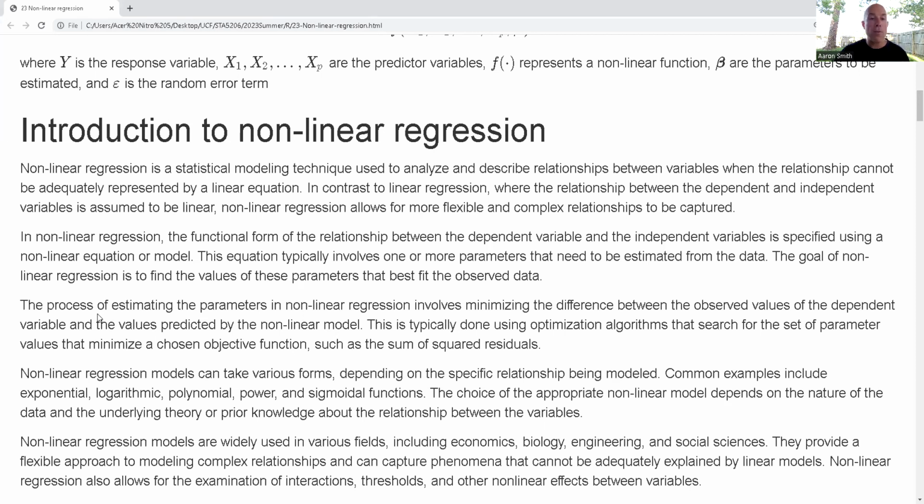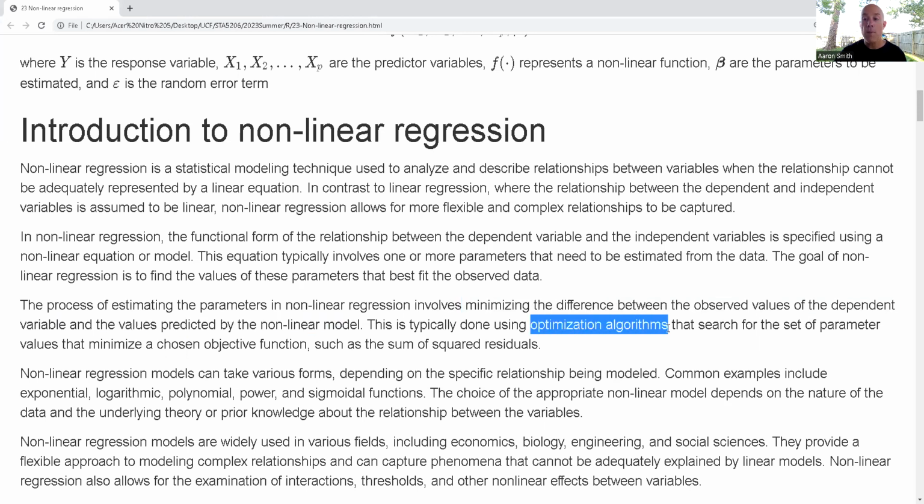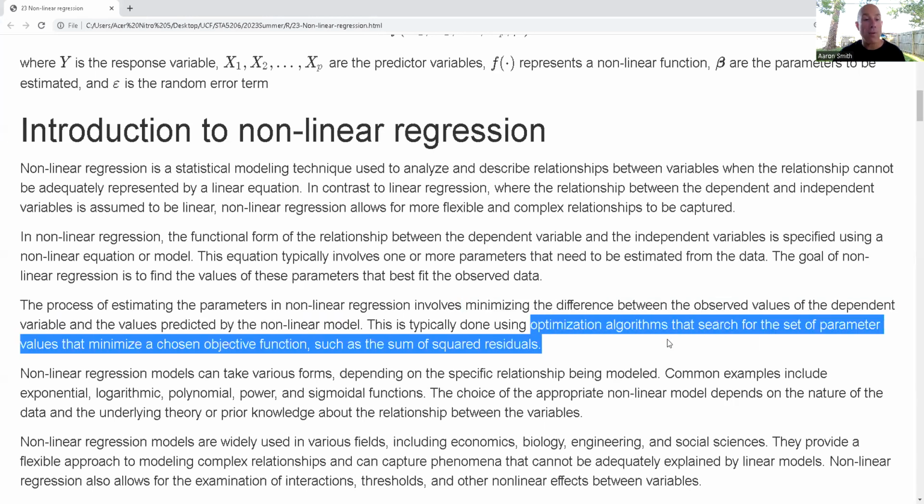All right, so the process of estimating the parameters of nonlinear regression involves minimizing the difference between the observed values of the dependent variable and the values predicted by the nonlinear model. This is typically done using an optimization algorithm that searches for a set of parameter values that minimizes the chosen objective function, such as the sum of squared residuals.